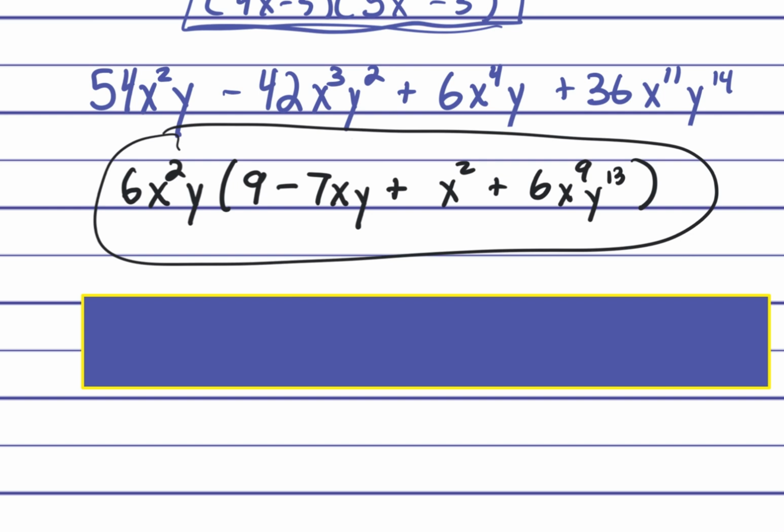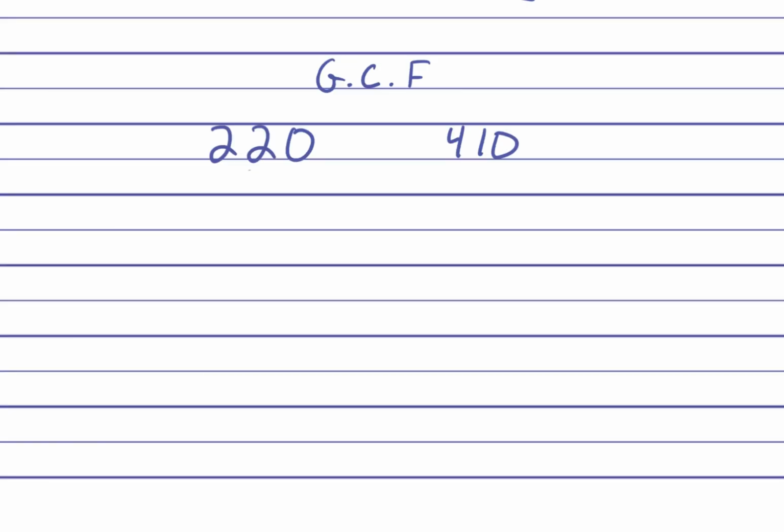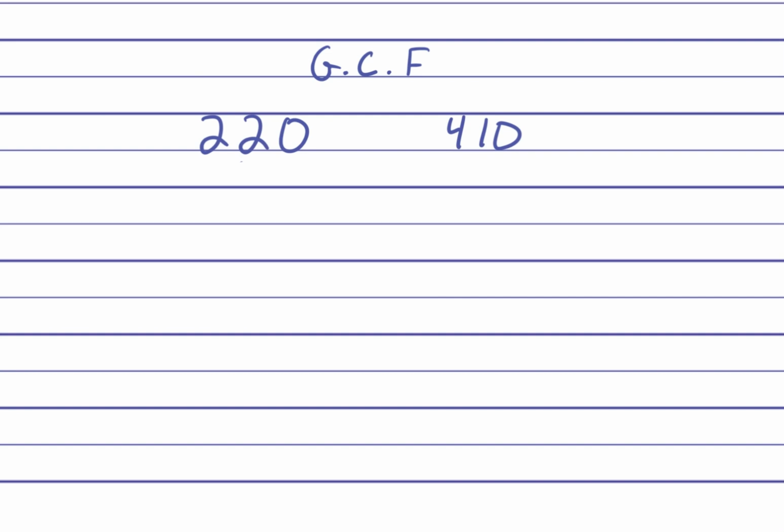Right. Last one that I want you to do. Using the factor tree, prime factorization. I want you to use the factor tree to factor both 220 and 410. And then after you've done that, find the GCF.